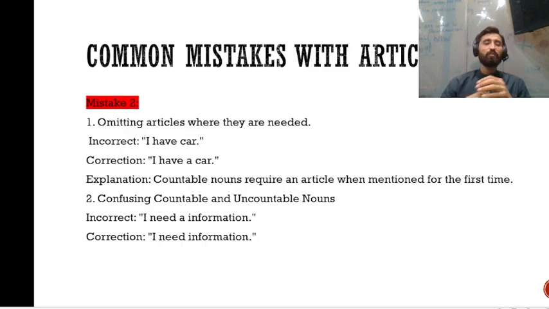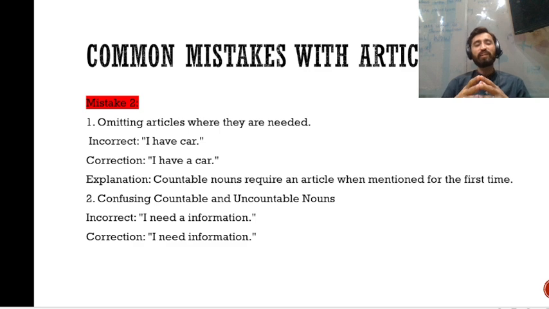Now the next common mistake is that of omitting articles where they are needed. Now I have car. Now it is not giving us the indication that which car you are having or how many cars are you having, right? So either to mention A if you're talking about a general car or non-specific car, and if it's single in nature. If it is plural in nature, then I have cars, okay? Then it would have made sense.